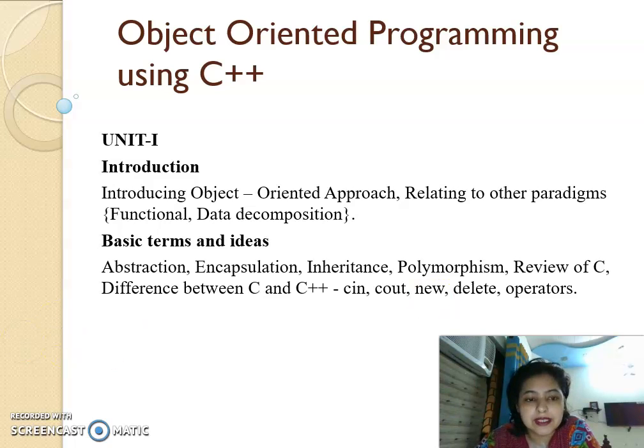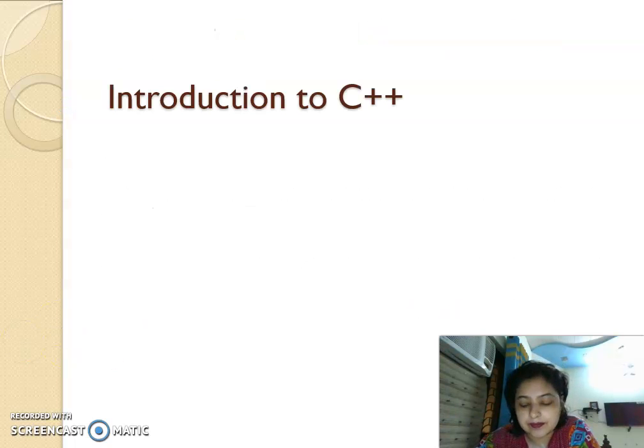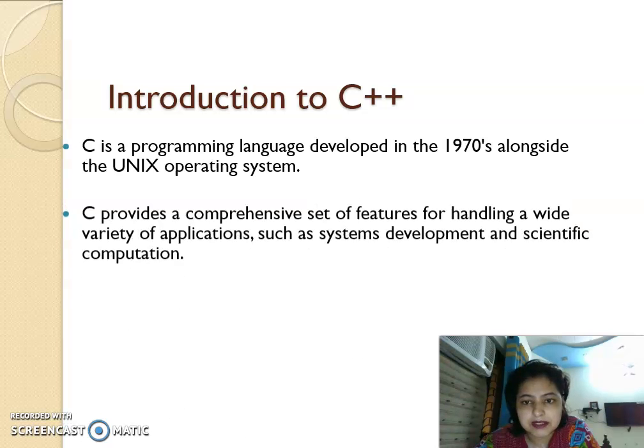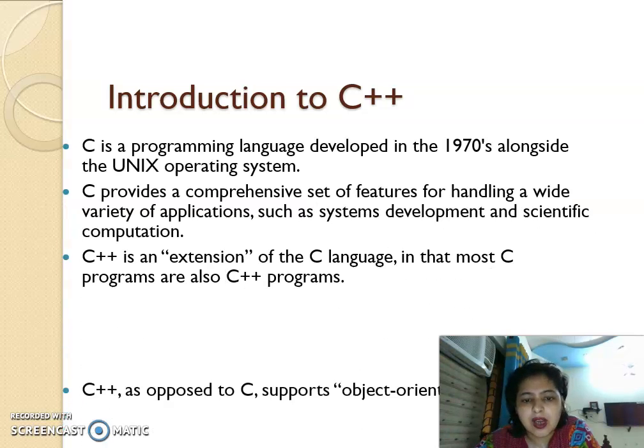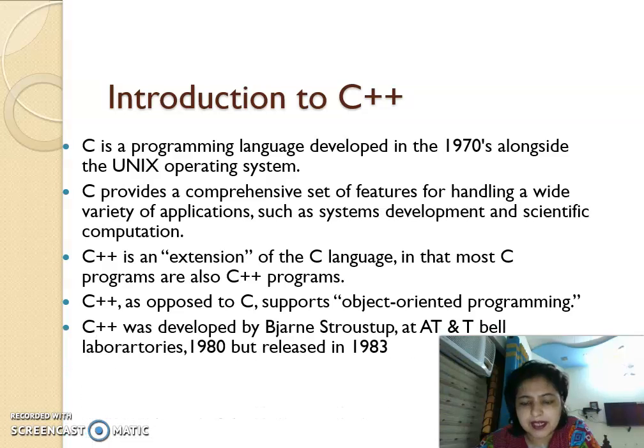Now moving on to the next slide, introduction to C++. Right? So how C++ came, right? The C programming language was developed in 1970, right? It was basically the Unix operating system that is written in C. C has more application in system development, right? And C++ is the extension of C, right? It is also known as C with classes.